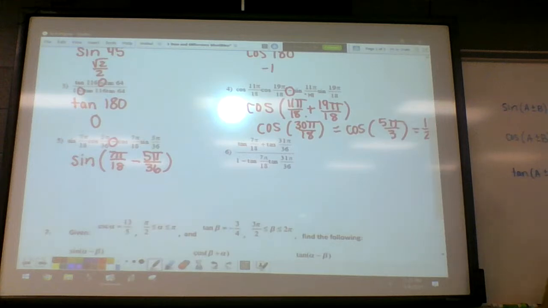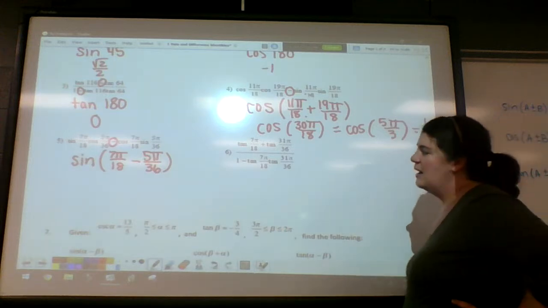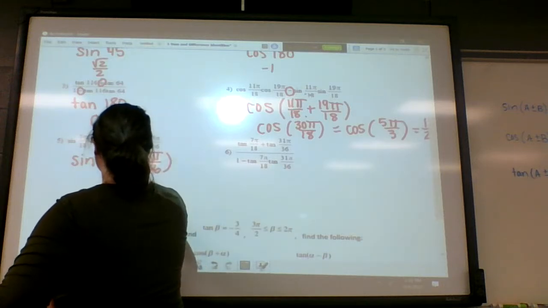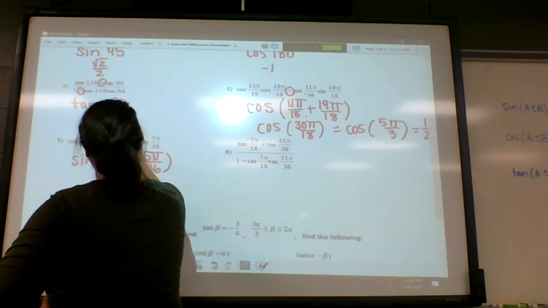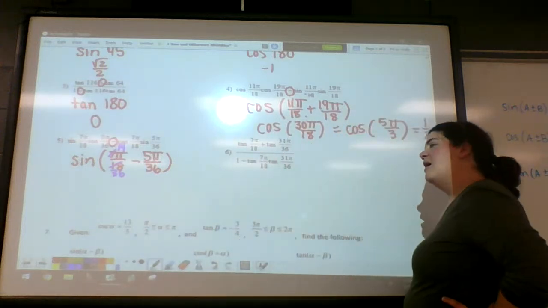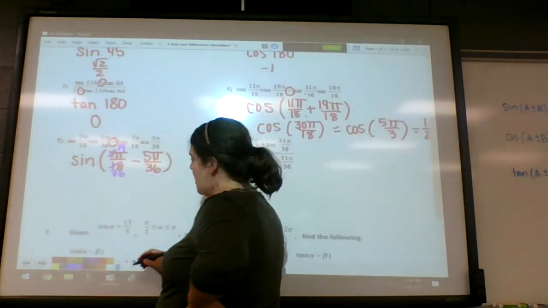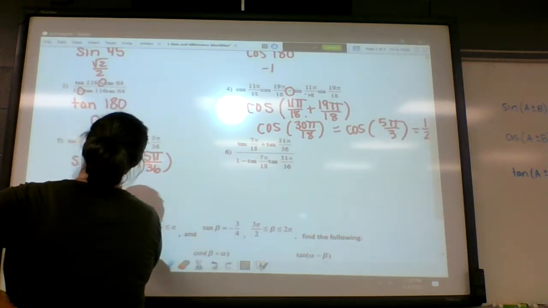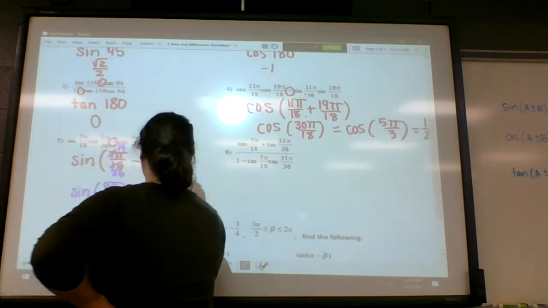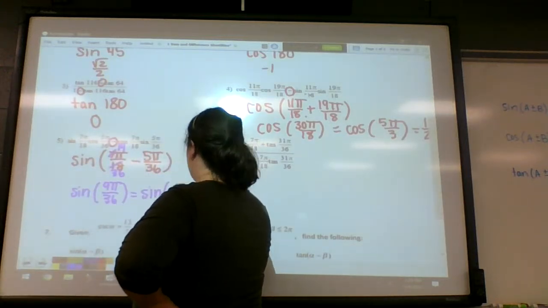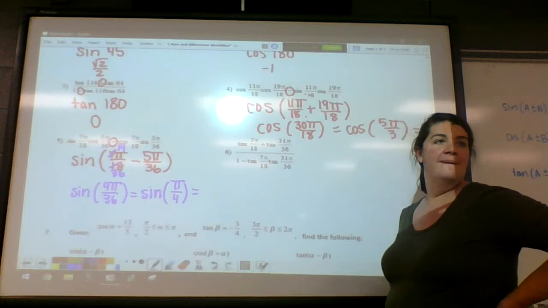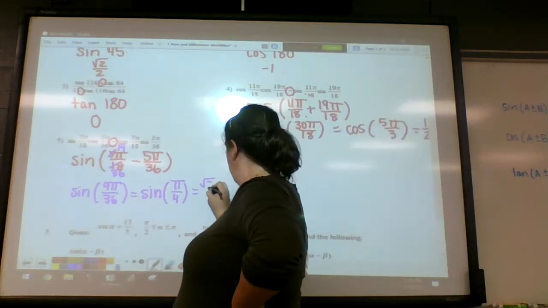So in order to subtract something over 18 and something over 36, you have to get a common denominator. So we'll take the 18 and turn it into a 36, yes? By turning the 7 into a 14. So 14 pi over 36, and then minus 5 pi over 36. 14 minus 5 is 9. So this is the sine of 9 pi over 36, which simplifies to pi over 4. So it's just the sine of pi over 4, which is just the square root of 2 over 2.